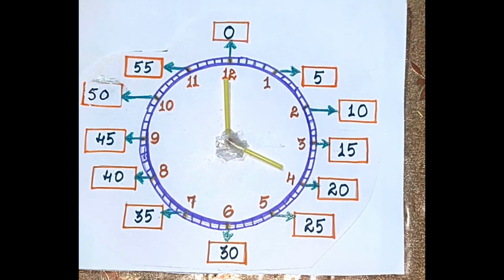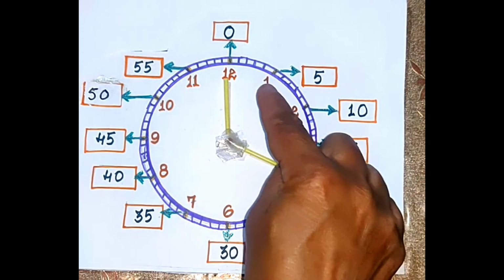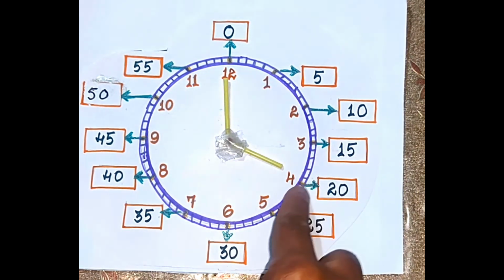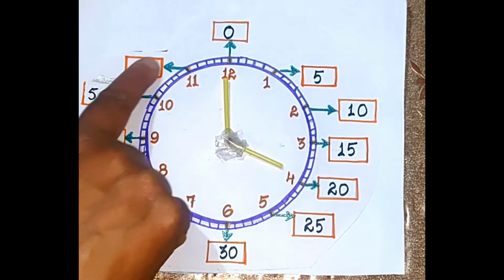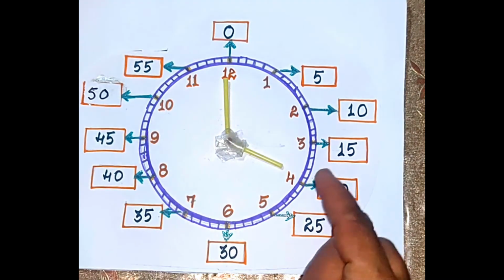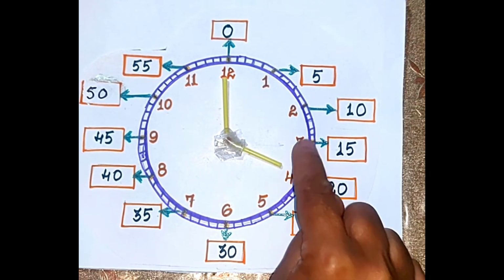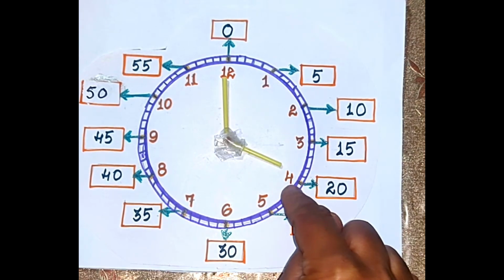So now you have observed, children, the minute hand slowly coming from 12. It's crossing 5 minutes and just reaching 12 again. The hour hand is just going from one number to the next number, from 3 o'clock to 4 o'clock.